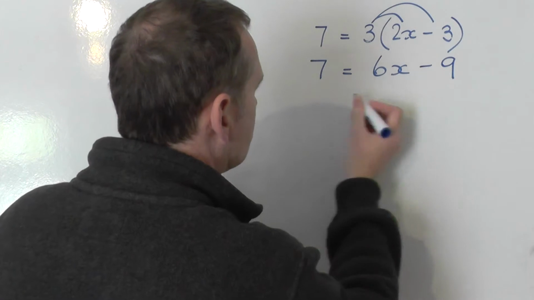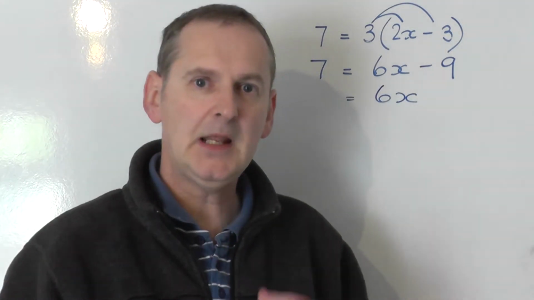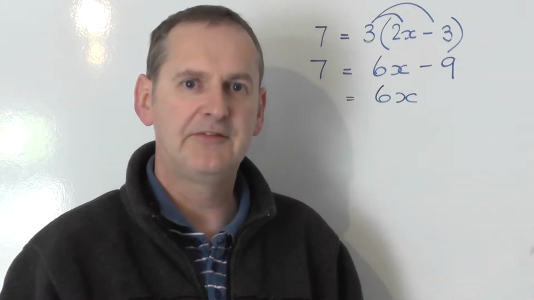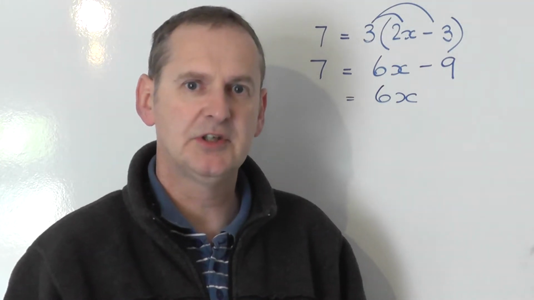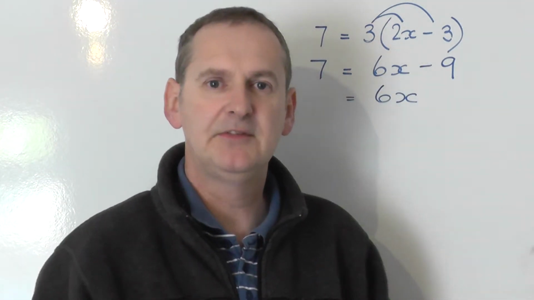We've got x's on the right hand side, so I'm going to leave the 6x on the right hand side. I'm going to collect the number terms on the left hand side. I've got 2 number terms to deal with. Doesn't matter whether I deal with the 7 or the 9 first, I'll put the 7 down first.